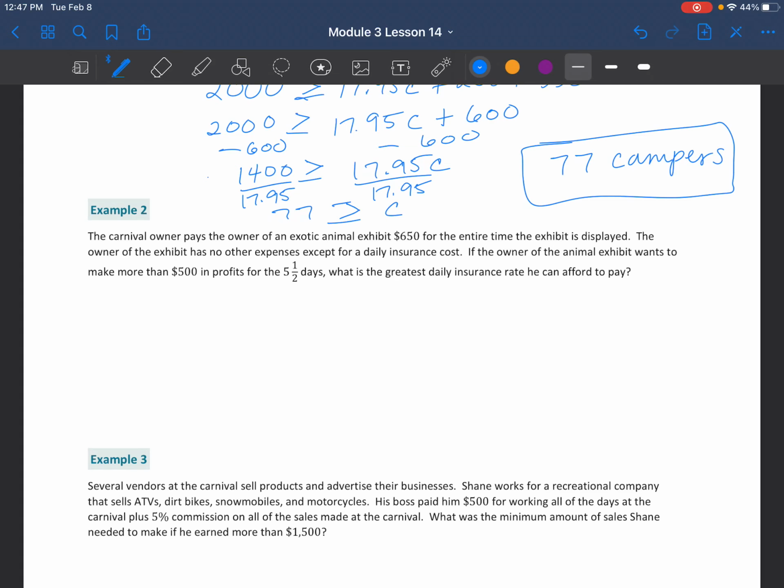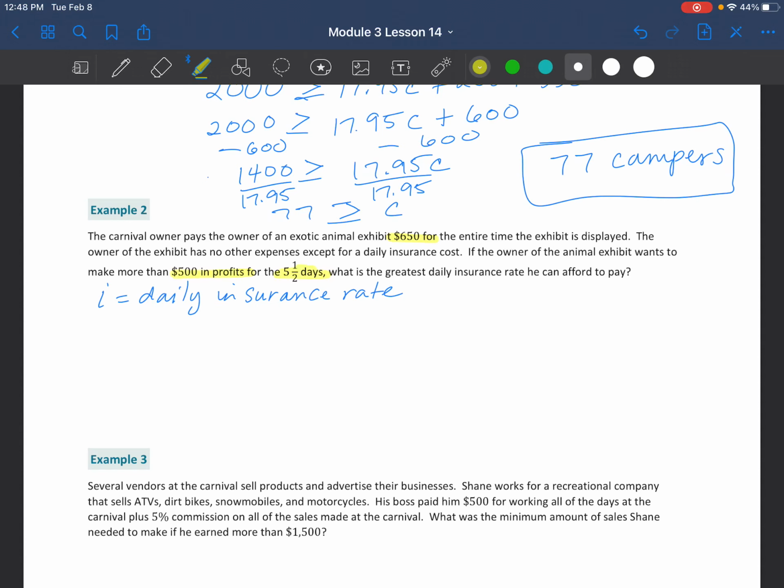All right, let's look at example 2. The carnival owner pays the owner of an exotic animal exhibit $650 for the entire time the exhibit is displayed. The owner of the exhibit has no other expenses except for a daily insurance cost. If the owner of the animal exhibit wants to make more than $500 in profit for the 5.5 days, what is the greatest daily insurance rate he can afford? So we're going to call I our daily insurance rate.